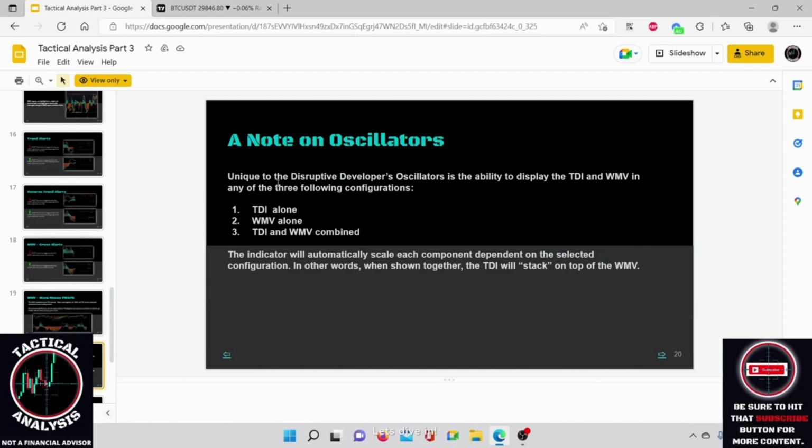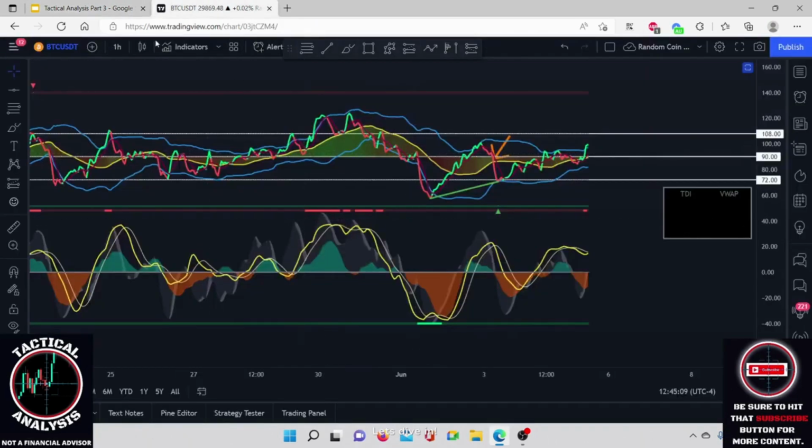Just a quick note on the oscillators. Unique to the Disruptive Developers oscillators is the ability to display the TDI and the wave money VWAP in any of the three configurations, right? You can have TDI alone, WMV alone, or both combined. It'll automatically scale each component dependent on the selected configuration. Okay, in other words, when they're together, the TDI will stack on top of the WMV as seen, right?